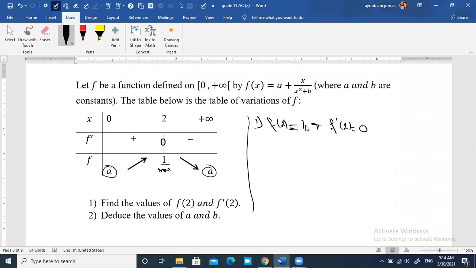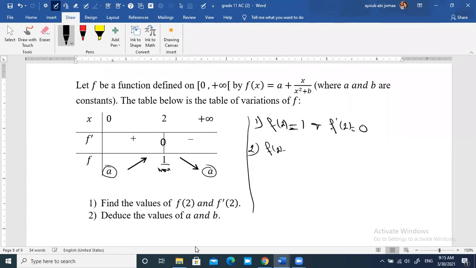Okay. Deduce the values of a and b, part 2. By the way, there is no need to ask the question in this way. We may ask directly, find a and b. We do part 1. Find the values of a and b. In order to find a and b, it means you need two pieces of information. Why two? Because here we have two unknowns, a and b. The two pieces of information are f of 2 is equal to 1 and f prime of 2 is equal to 0.